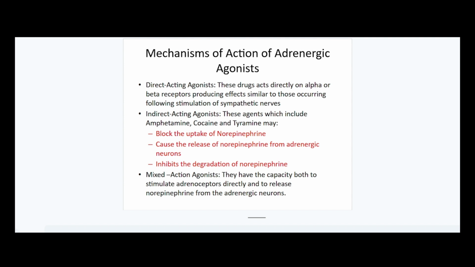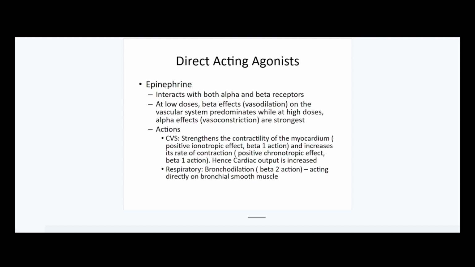We have the mixed acting. They have the capacity to both stimulate adrenoreceptors and to release norepinephrine from adrenergic neurons. So now, looking at the direct acting, we have epinephrine. I'm going to stop at the direct acting for today and we'll continue later. We have epinephrine. Epinephrine interacts with both alpha and beta receptors.